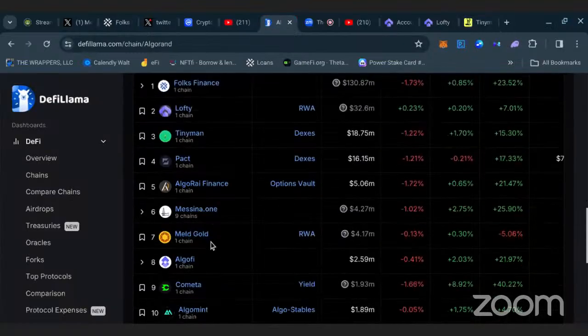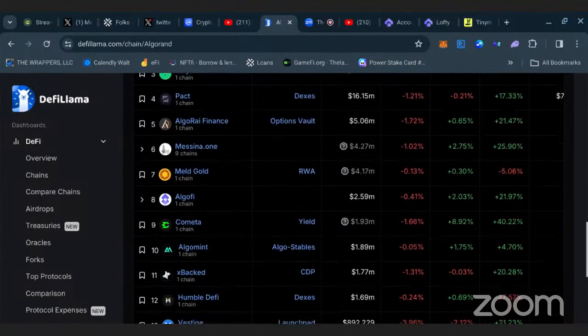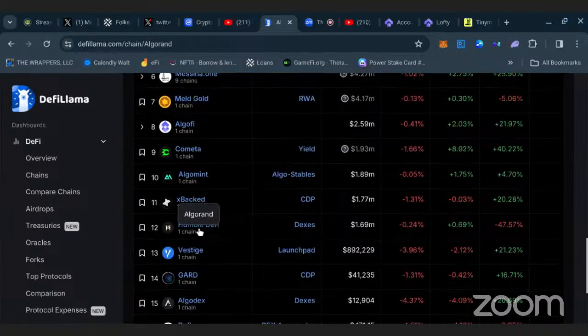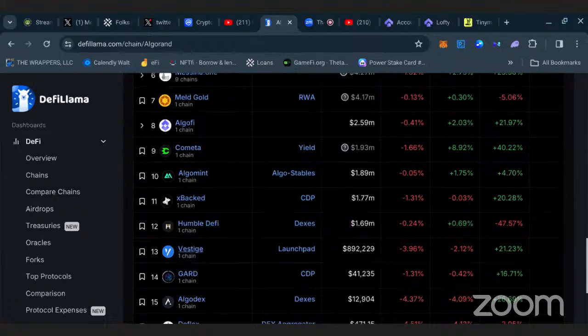And then we got some more. I know some of you are familiar with Cometa. We use that to farm. I've been talking to the XBAC team. They create vaults. Humble DeFi is like Tinyman. Vestige is more like DeFi Llama. It's an aggregator. So they actually do a lot of different things, but they also allow you to swap too.